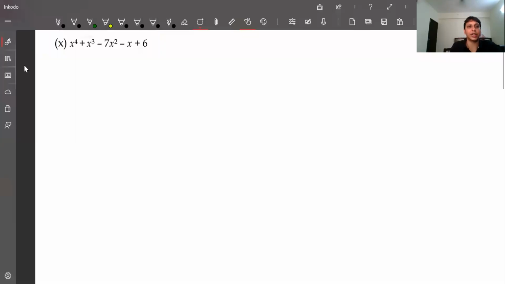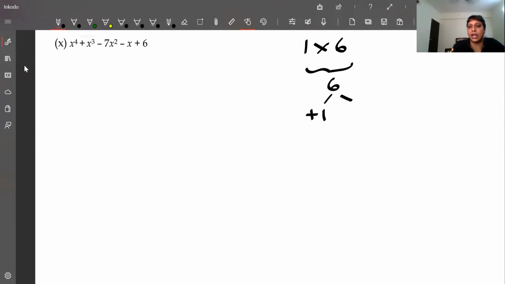So the given question is x to the power of 4 plus x cube minus 7x square minus x plus 6. So we need to take the coefficient of x to the power of 4, which is 1, and the constant part, which is 6. So which is giving us 6. Okay, so it is something like plus 1 and plus 6, minus 1 and minus 6, and so on. Okay, so first we'll check with plus 1 and minus 1.